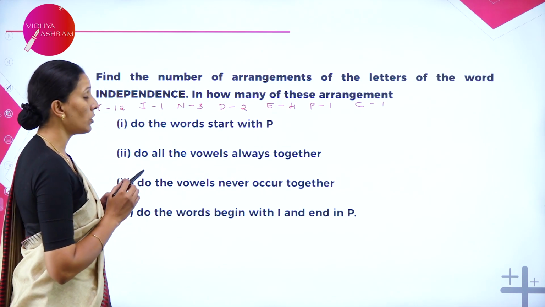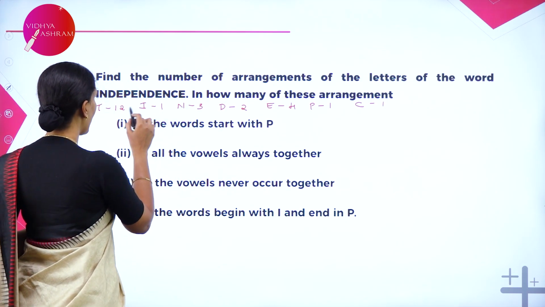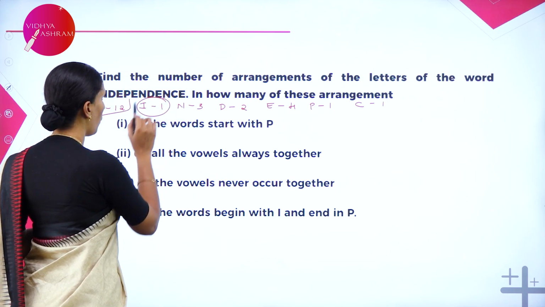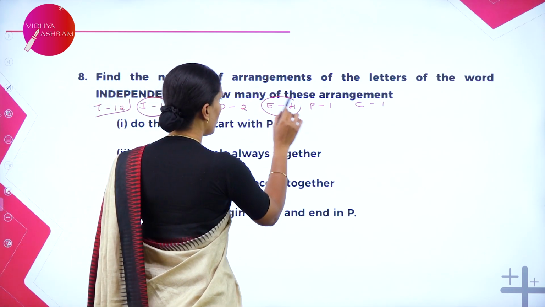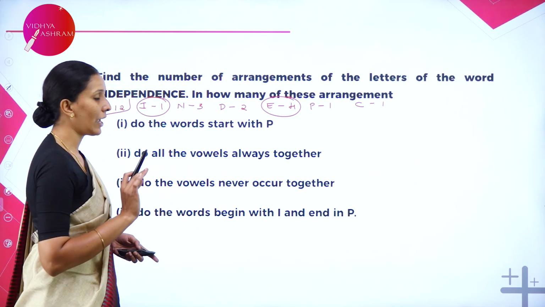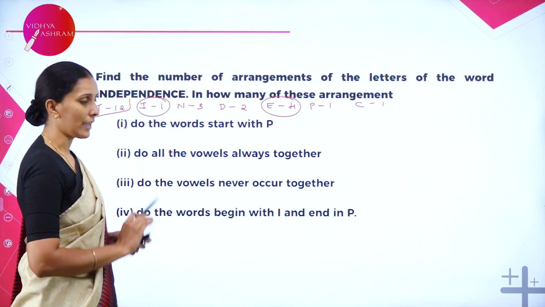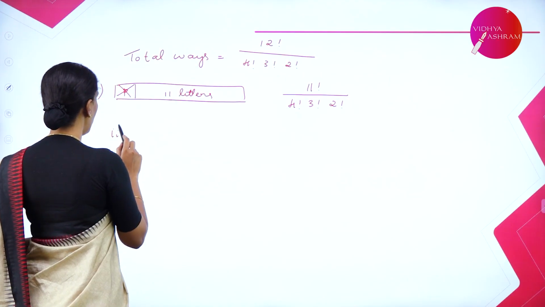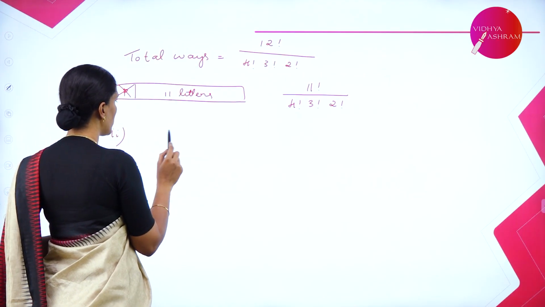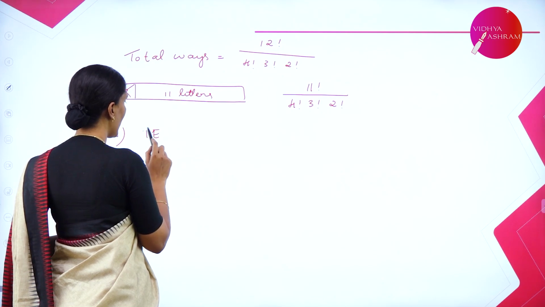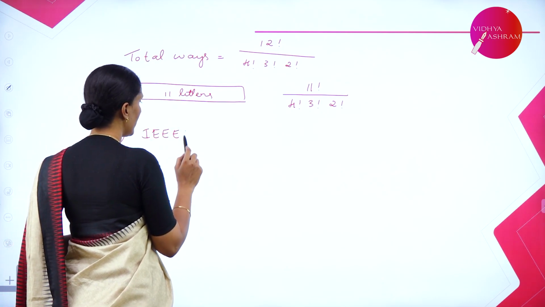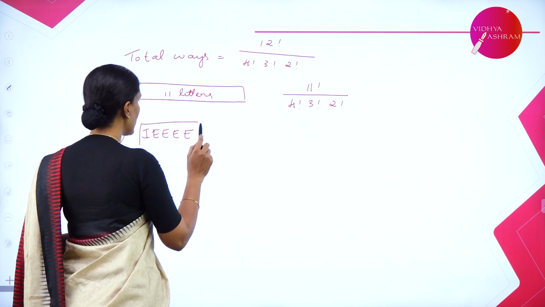So first let us count how many vowels there are. We have I, so we have I once, and we have E four times. So that means we have 5 vowels here. So let us tie all of them in one single unit. So second one, all the vowels to be together. So I'll write it as I, E, E, E, E. So this is one single unit.